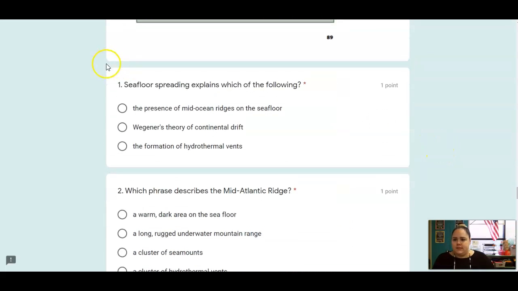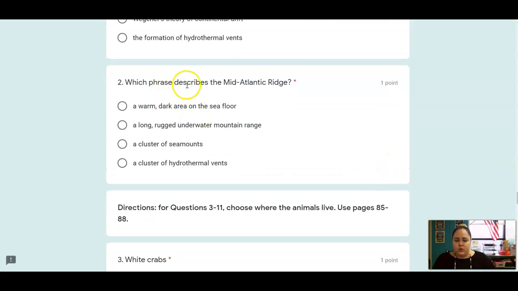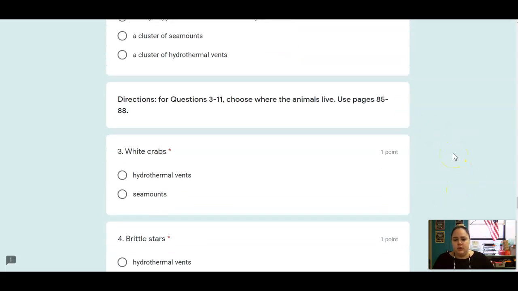I'm going to scroll down to the questions. All right, so number 1 says, seafloor spreading explains which of the following. So go back and find the passage that talks about seafloor spreading and tell me which one of those is explained by it. Which phrase describes the Mid-Atlantic Ridge? So go back and find the definition for Mid-Atlantic Ridge.